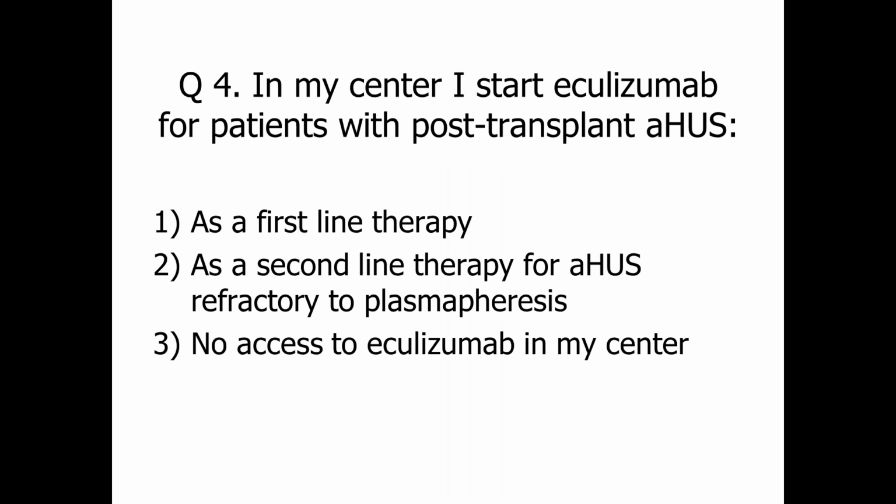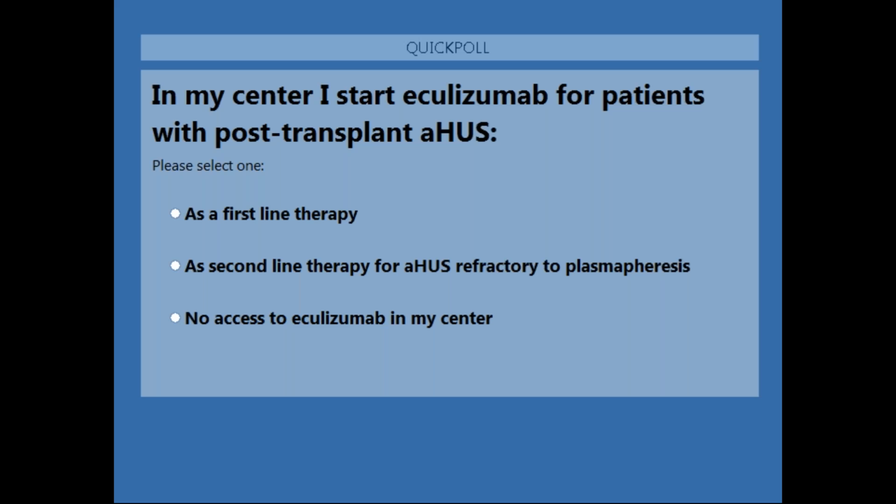Now, regarding the treatment of manifestation of thrombotic microangiopathy after kidney transplantation. If you diagnose a patient with post-transplant atypical aHUS, may I ask my fourth question? In your center, do you start Eculizumab for patients with post-transplant aHUS as a first-line therapy, or as a second-line therapy, only in those instances where atypical aHUS is refractory to plasmapheresis, or you don't have access to Eculizumab?